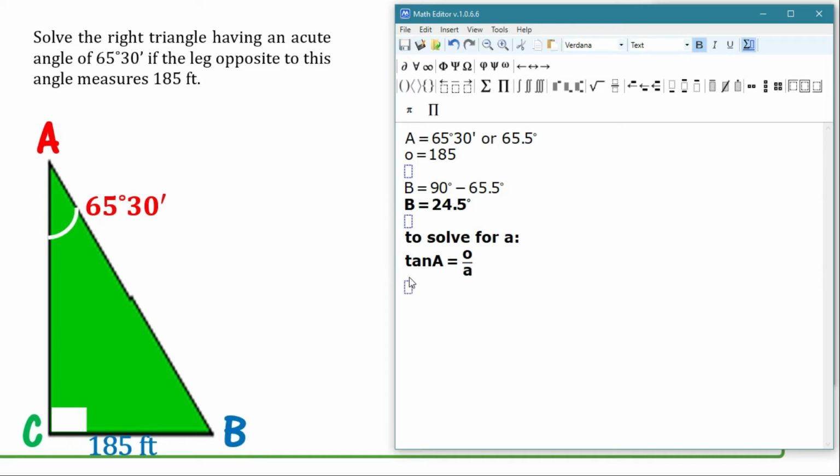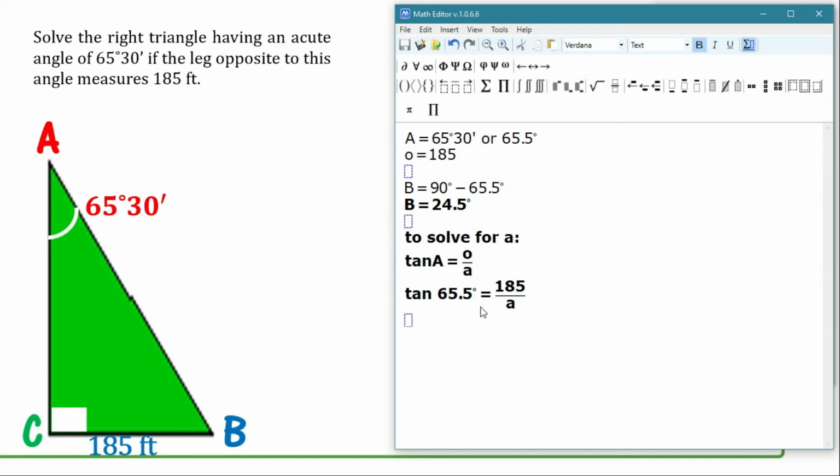And for us to solve for adjacent side, so we have the tangent of A. The value of our A is 65 degrees and 30 minutes. Or we can say that's the tangent of 65.5 degrees equals, our opposite side is equivalent to 185 feet over the adjacent side kung saan ayun yung hinahanap natin. Okay? And then, doing all the algebraic processes for us to obtain A.